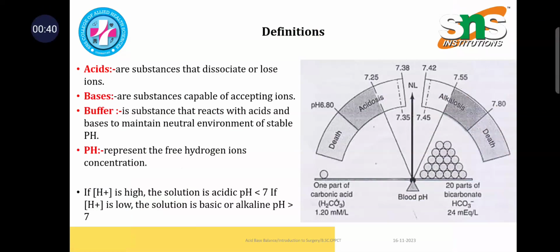Acids are substances that dissociate or lose ions. Bases are substances that accept ions. Actually, what is that ion? It is the H+ ion. What is a buffer? It is a substance that reacts with any form of acid or base to maintain the homeostasis of our body. The normal pH will be 7.